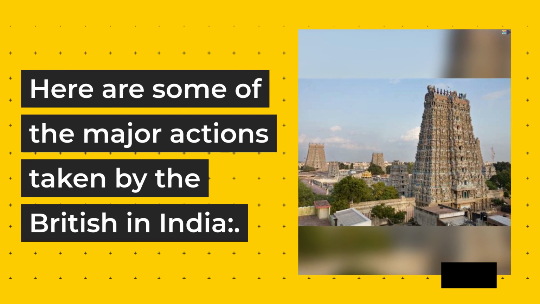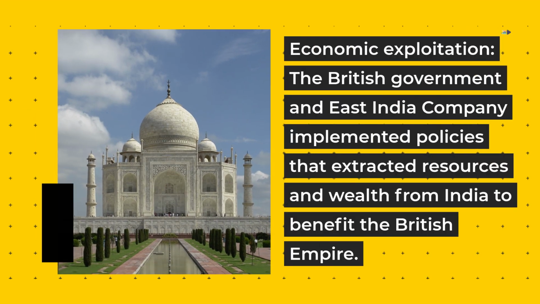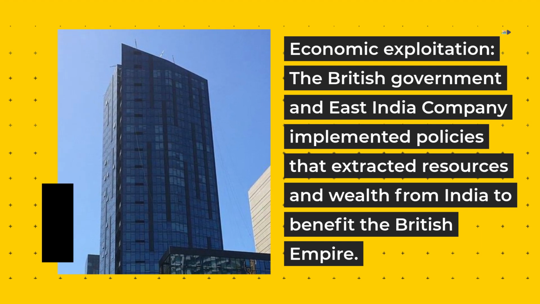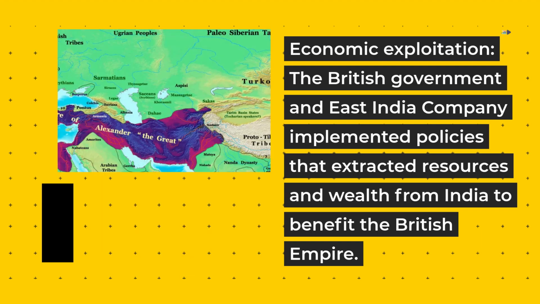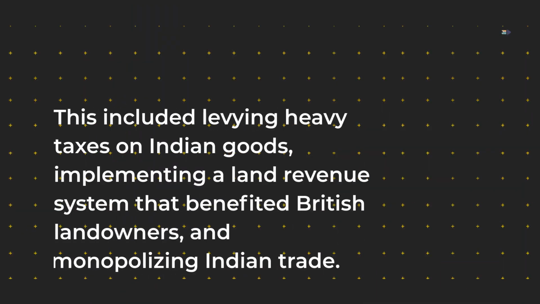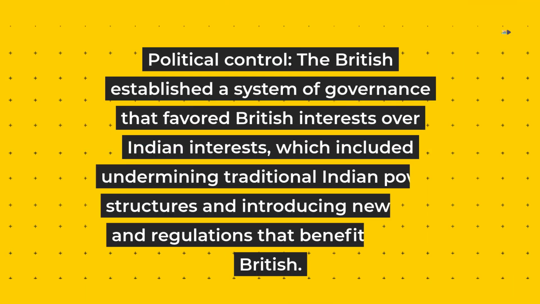Here are some of the major actions taken by the British in India. Economic exploitation. The British government and East India Company implemented policies that extracted resources and wealth from India to benefit the British Empire. This included levying heavy taxes on Indian goods, implementing a land revenue system that benefited British landowners, and monopolizing Indian trade.